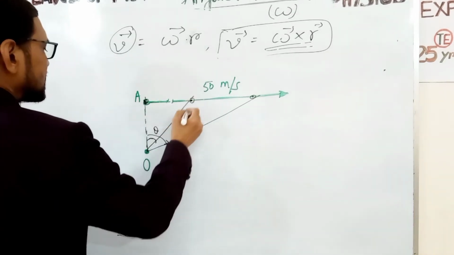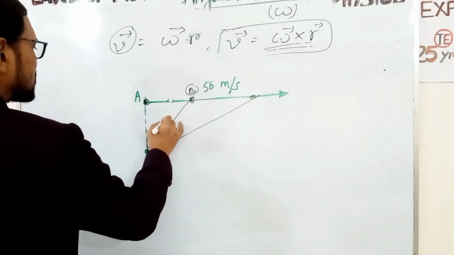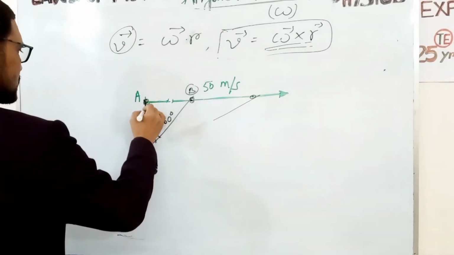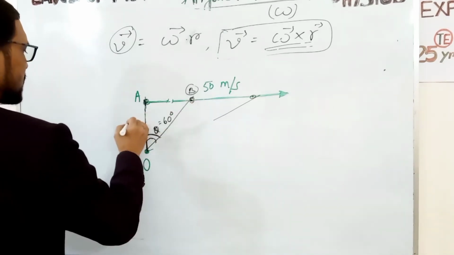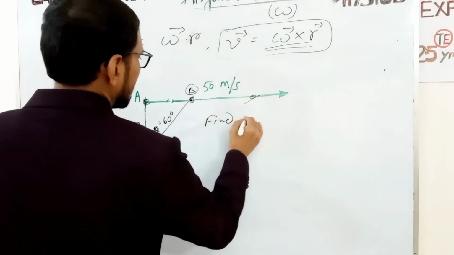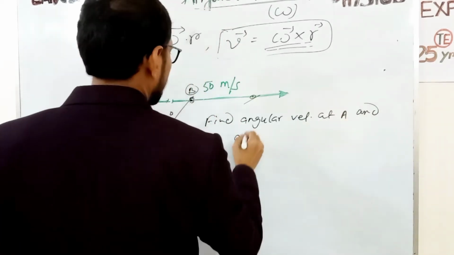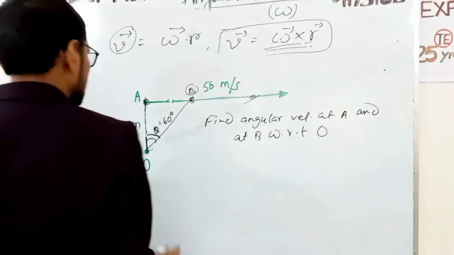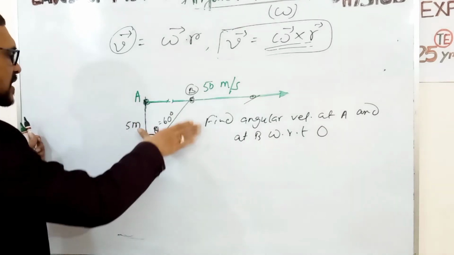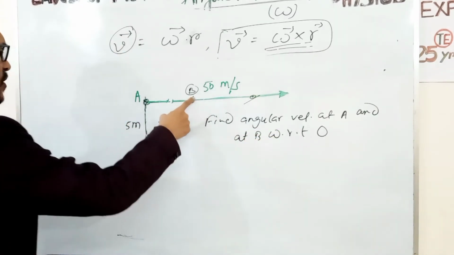Now when the particle is at A, what is the angular velocity, and when the particle is at B, what is the angular velocity? Suppose this angle theta is 60 degrees, and this distance is 5 meters. So for this problem, find the angular velocity at A and at B with respect to O. With respect to position O, the angle is produced. So when the particle is at A, what is the angular velocity, and when the particle is at B, what is the angular velocity?